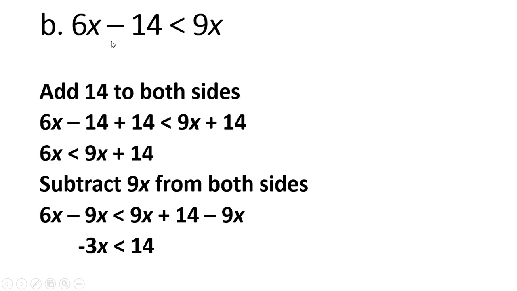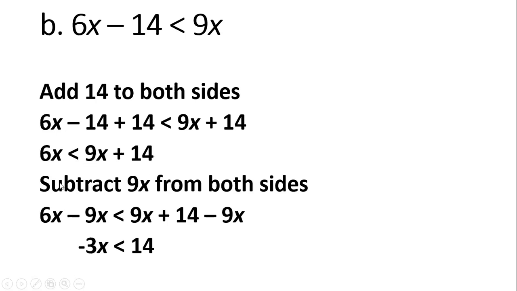Another one, B, 6x minus 14 less than 9x. What do you do? You add 14 to both sides. So on this side of the inequality we have 6x minus 14, then the addition plus 14. Then on the other side we have 9x plus the addition plus 14. So you have 6x minus 14 plus 14. Minus 14 plus 14 will give us 0. So you have 6x less than 9x plus 14.